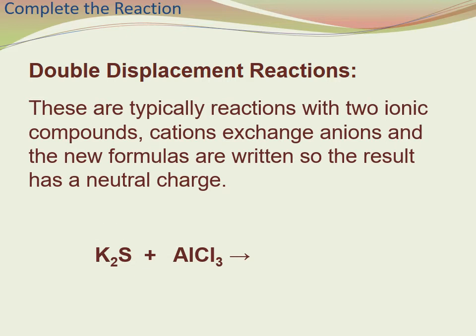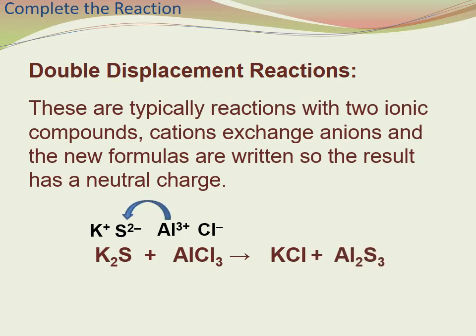K2S is composed of K plus and S2 minus. AlCl3 is composed of Al3 plus and Cl minus. In a double displacement reaction, they will switch their partners. So K plus will go with Cl minus, making KCl. Al3 plus will go with S2 minus, forming Al2S3. And then we balance the equation.